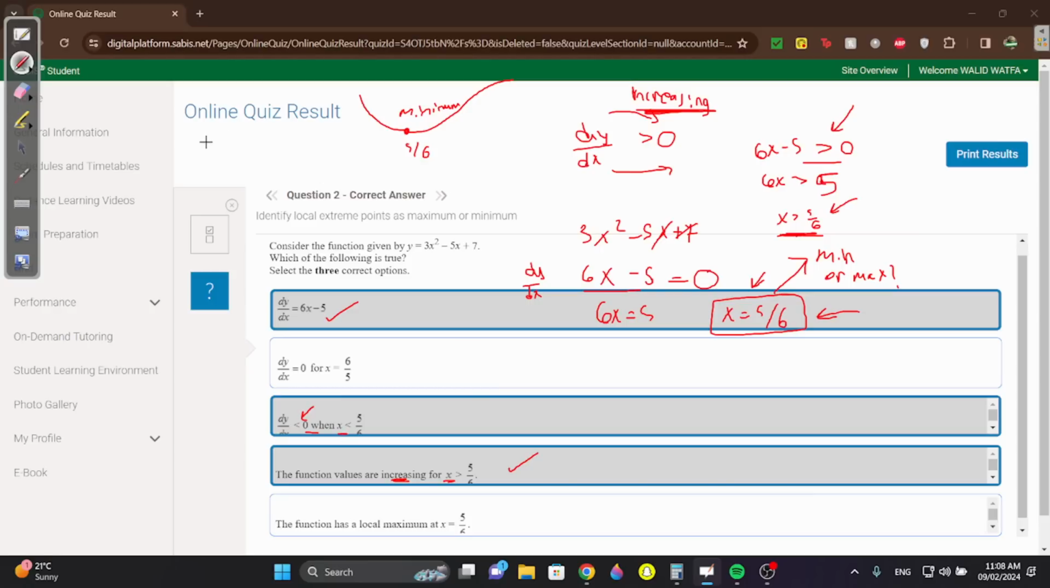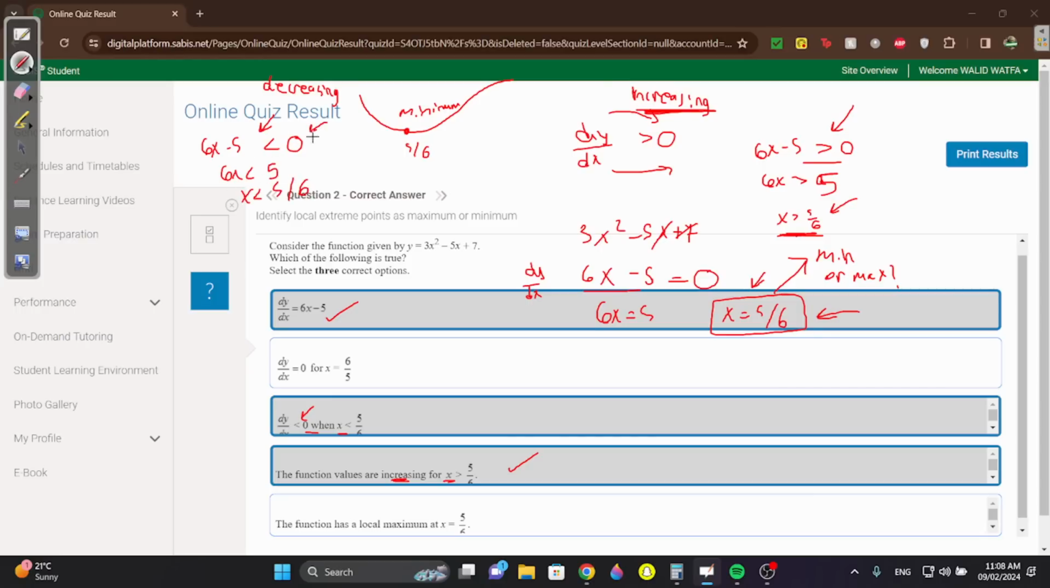Can you prove it? Yes, you can prove it. dy over dx, we said, is 6x minus 5. Put it less than 0. Less than 0 means decreasing. You can either put greater than 0 or less than 0, whatever. 6x minus 5 less than 0. It will be 6x less than 5 because you take 5 to the other side. So it will be x less than 5 over 6.